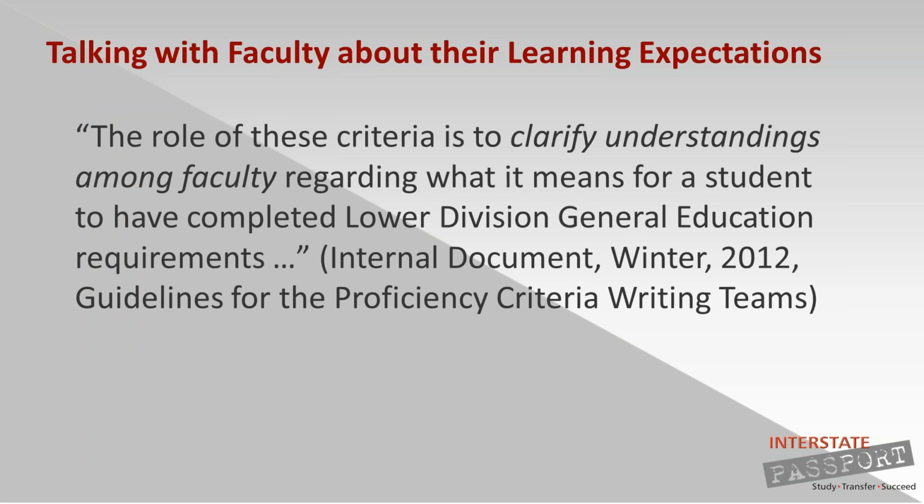Yeah, the face-to-face meetings actually went pretty smoothly, but it was in the conference calls. Early on, we saw that the faculty would start to look at these criteria as mandates or requirements, and so we tried to head them off at the pass and create just examples. So if you look at this document, this is an internal document from winter 2012. Guidelines for the proficiency criteria writing teams. How do you go about doing this? Well, the role of these criteria is to clarify understandings among faculty regarding what it means for a student to have completed lower division general education requirements. Clarify understandings, not modify your assignments, not change anything, but to clarify understandings.